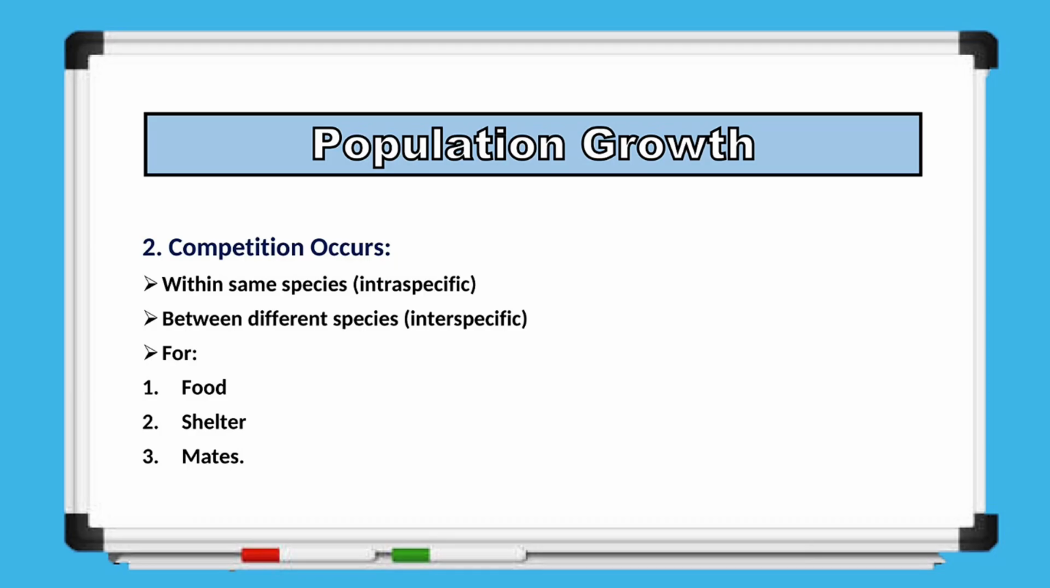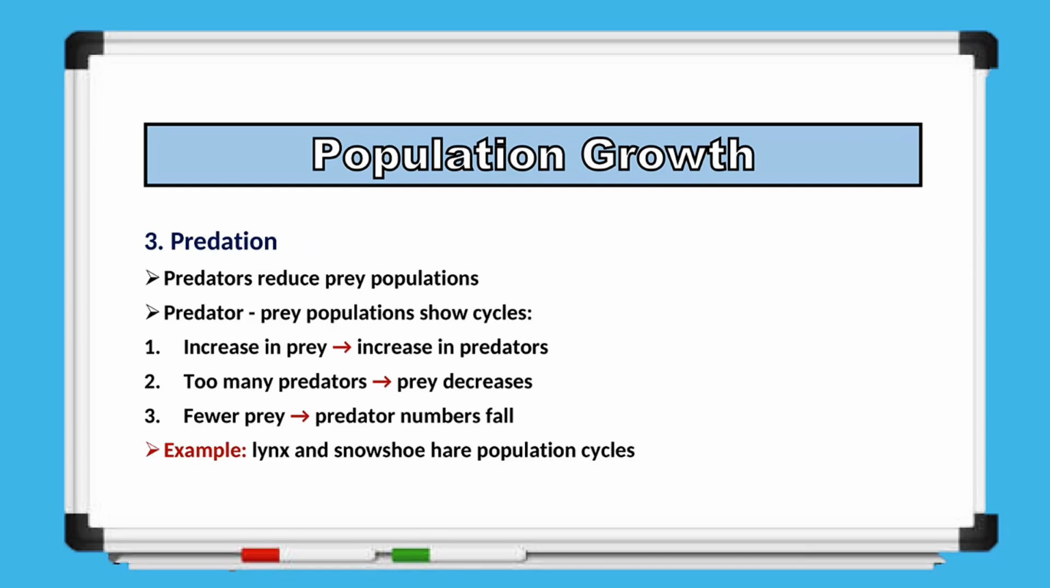Competition occurs when organisms compete for the same limited resources. It may occur between individuals of the same species, known as intraspecific competition, or between different species, known as interspecific competition. Organisms compete for food, water, shelter, space, and mates. Usually, the individuals that are better adapted are more successful in obtaining these resources and are therefore more likely to survive and reproduce. The third factor is predation.